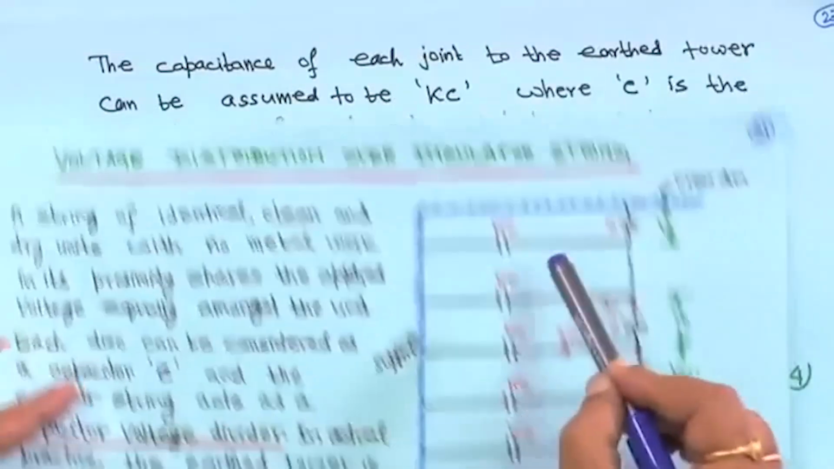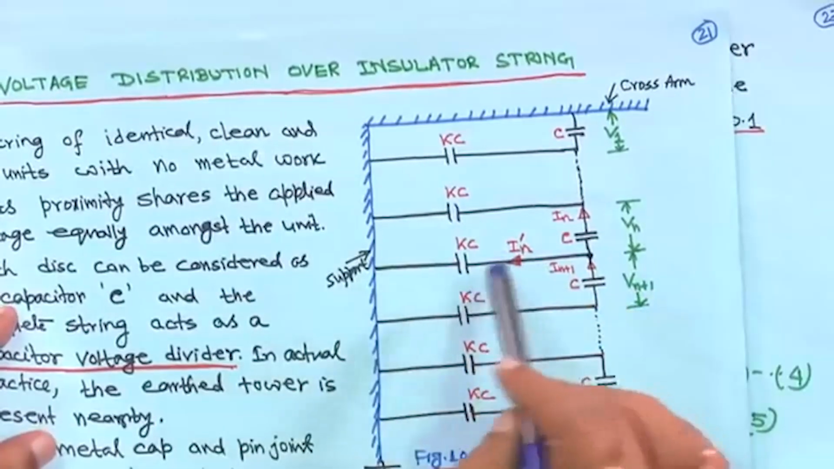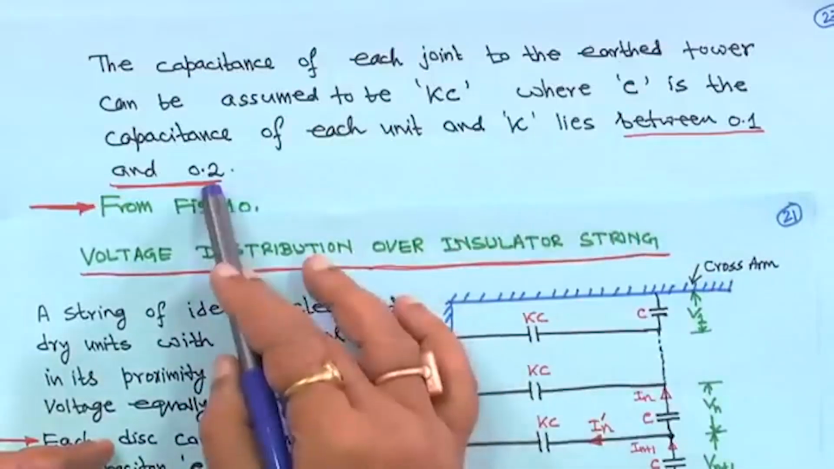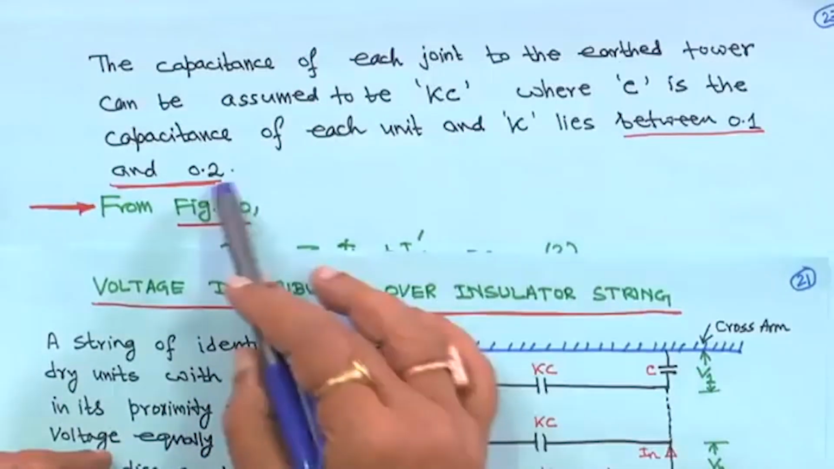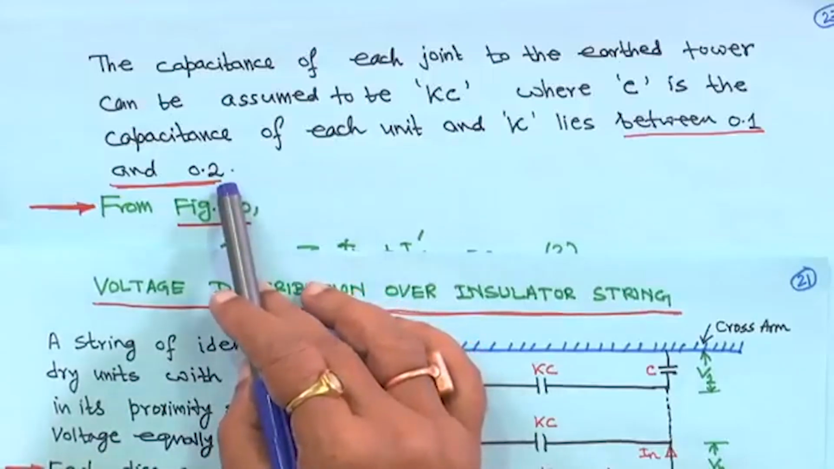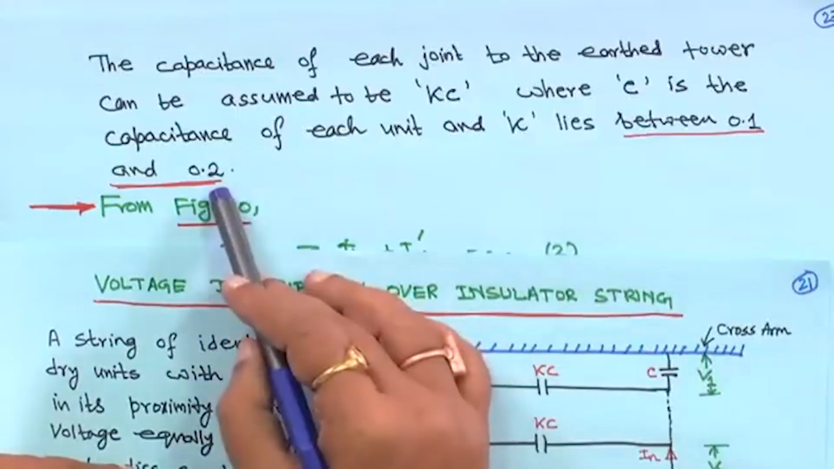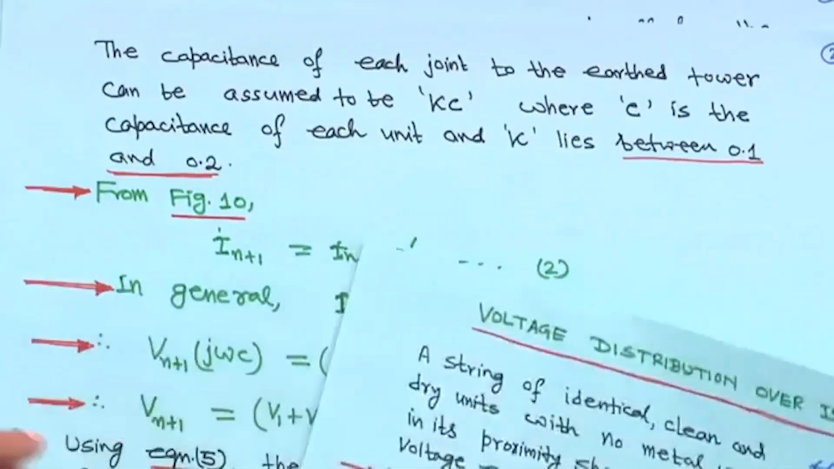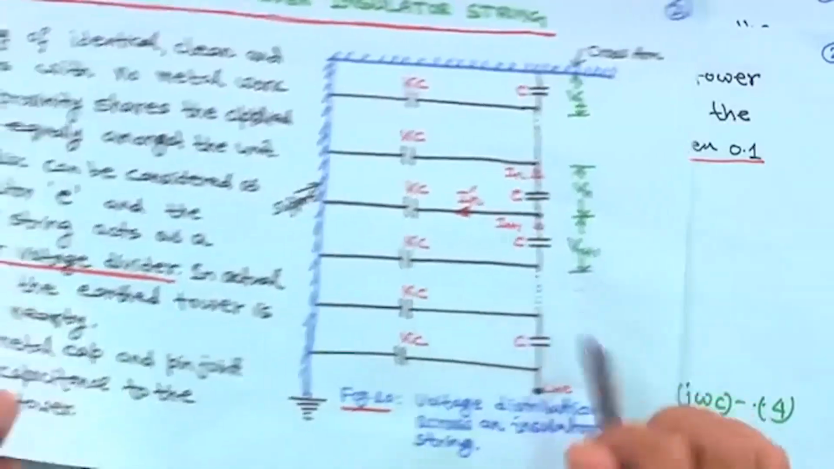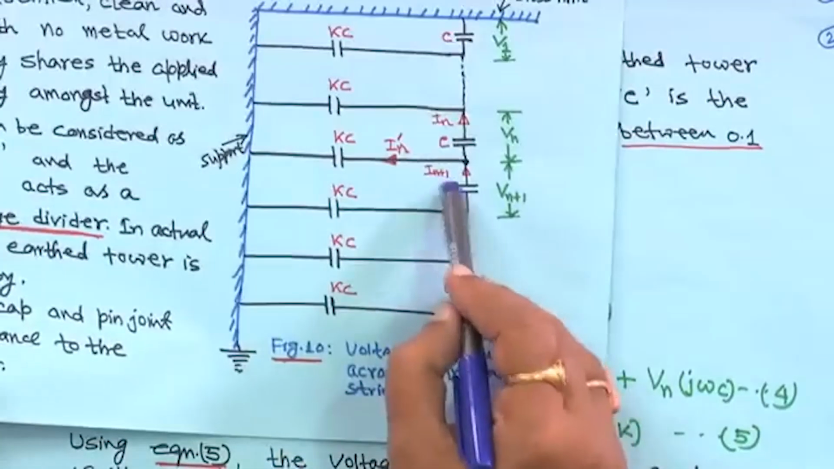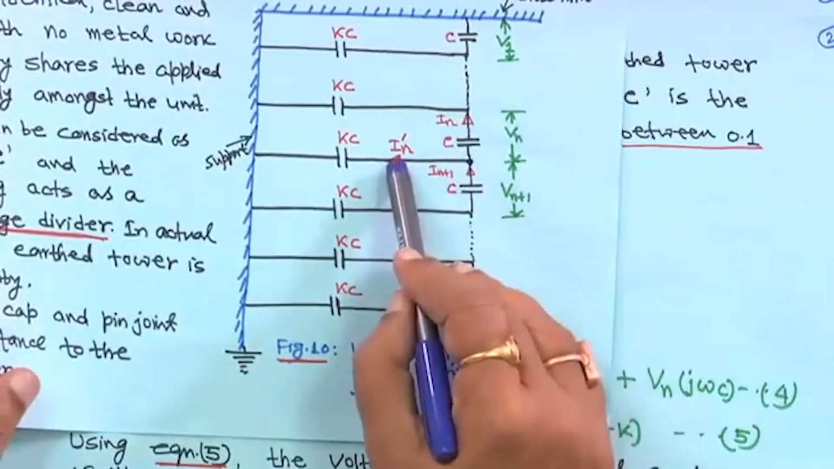The capacitance of each unit to the earth tower can be assumed to be K C, where C is the capacitance of each unit and K lies between 0 and 1. Mathematically it is greater than 0 and less than 1, but in reality its value is generally between 0.1 and 0.2. So from figure 10, you can write I n plus 1 is equal to I n plus I n dash.